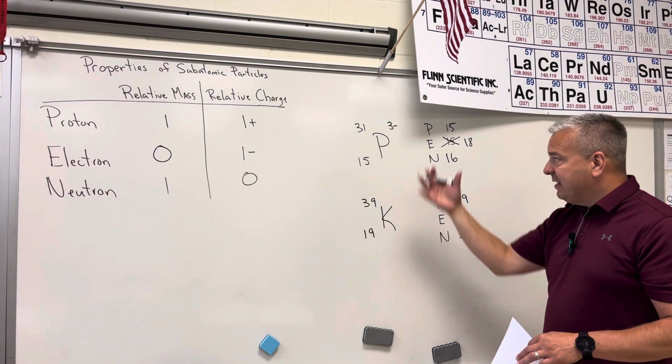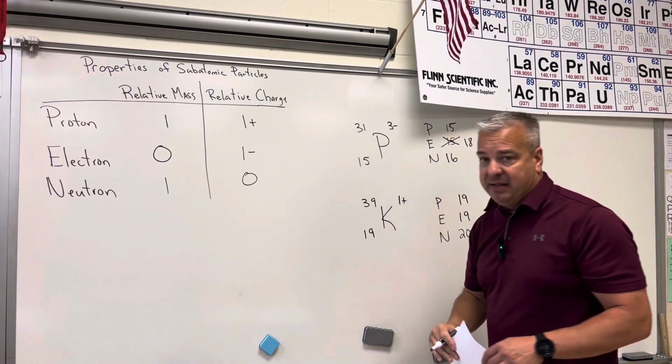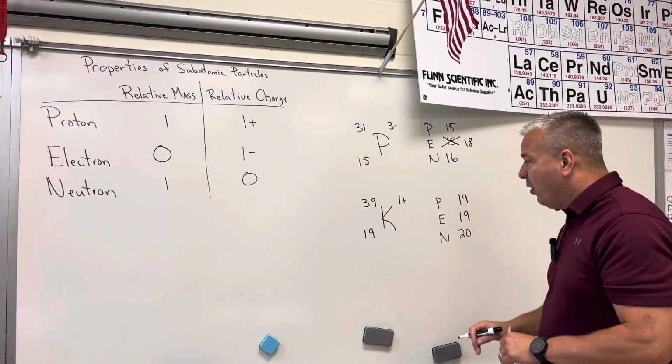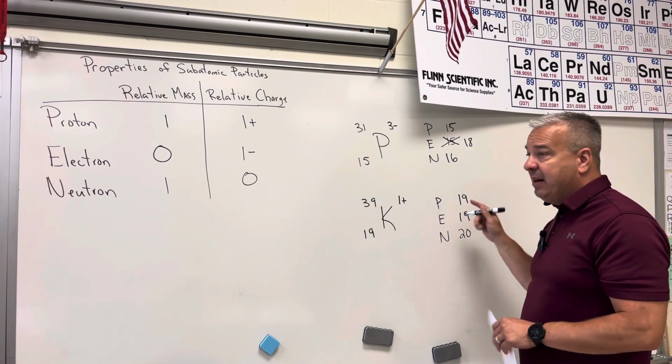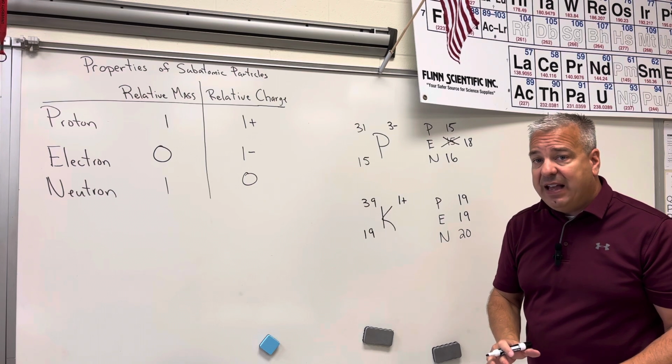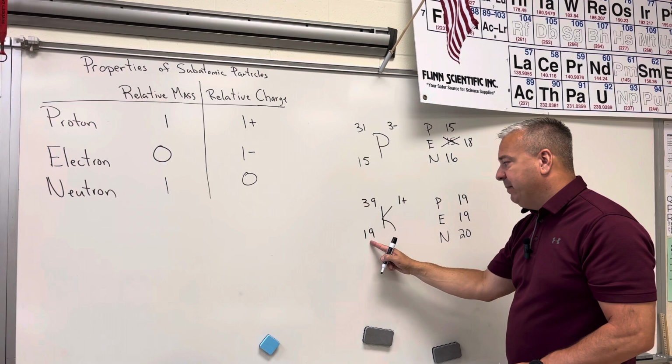Okay? Now, same thing as before. Let's do a what if. What if this thing was charged as a +1 ion? Okay? Well, the protons are not going to change. I can't just add another proton because that would change the identity of the element. Okay? The element is potassium. It has to have 19 protons.